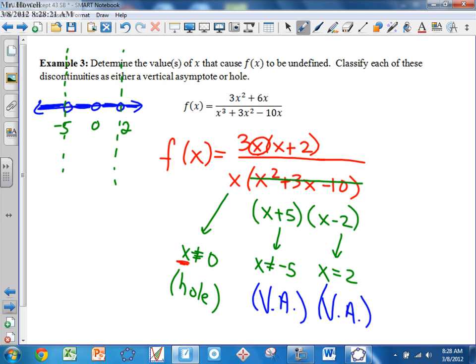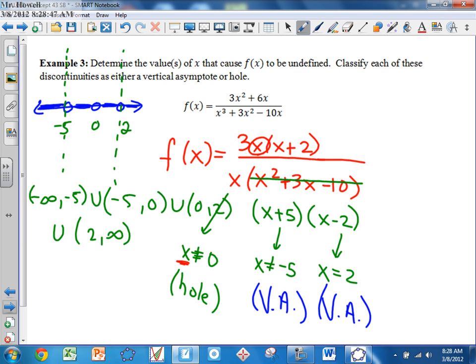So my domain goes from -infinity all the way up to -5. Then there's a gap, so I put or. -5 to 0, or 0 to 2, or 2 to infinity. So how many parts of this do I have? 4. How come?